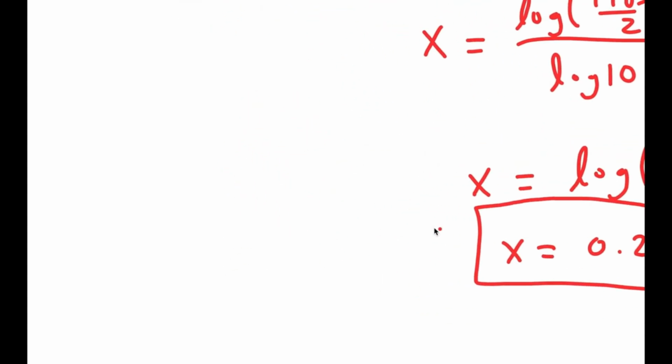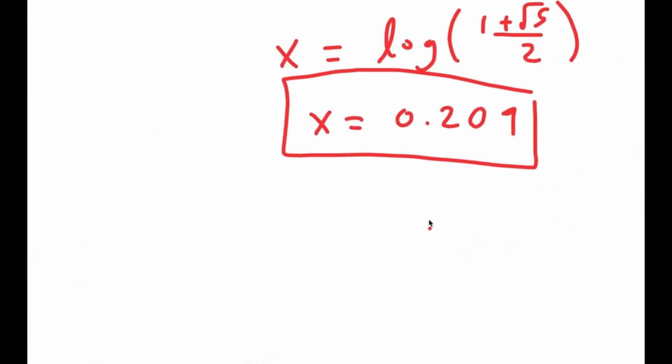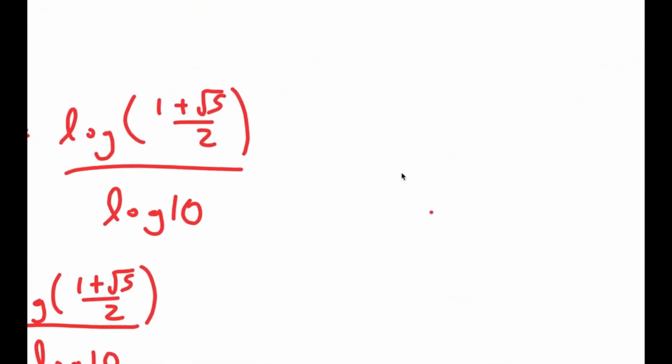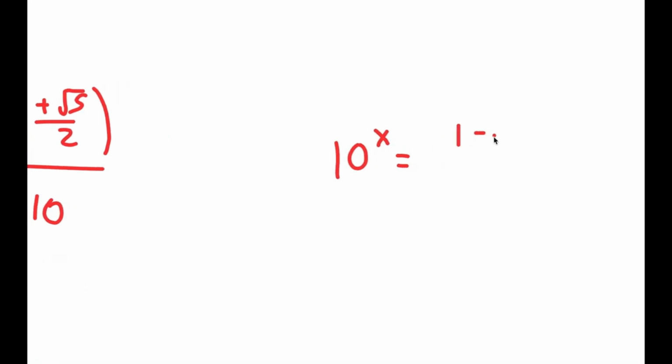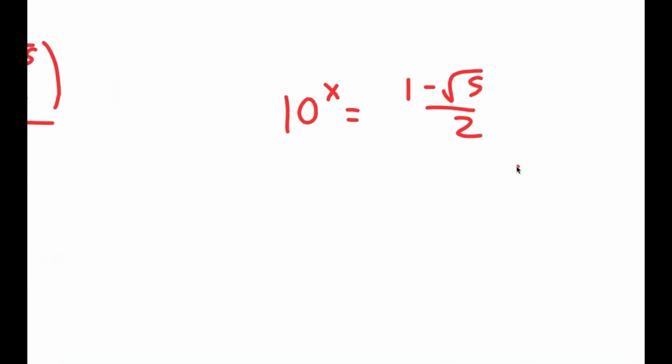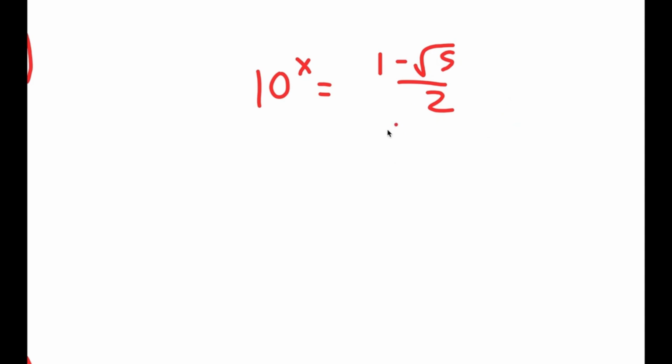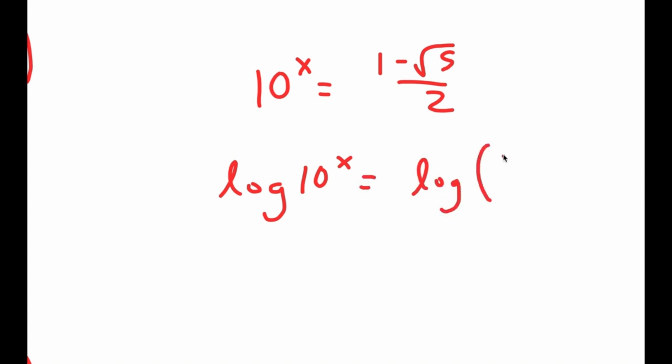However, don't forget that we have the equation 10 to the power of x is equal to 1 minus the square root of 5 over 2. So to solve this, we're doing the same thing. We're going to be using logarithms. So I get log 10 to the power of x is equal to log of, this time, 1 minus the square root of 5 over 2.